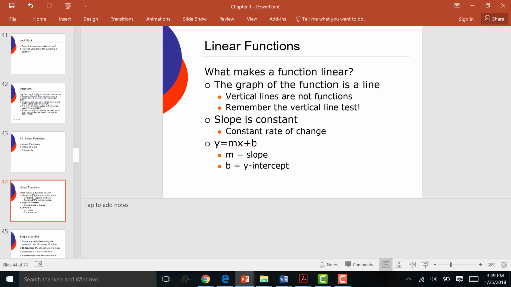I'm just going to write that on the board just so you'll know. This vertical line is not a function. That's what I'm writing here on the board. That line is not a function. All the other 3 are.